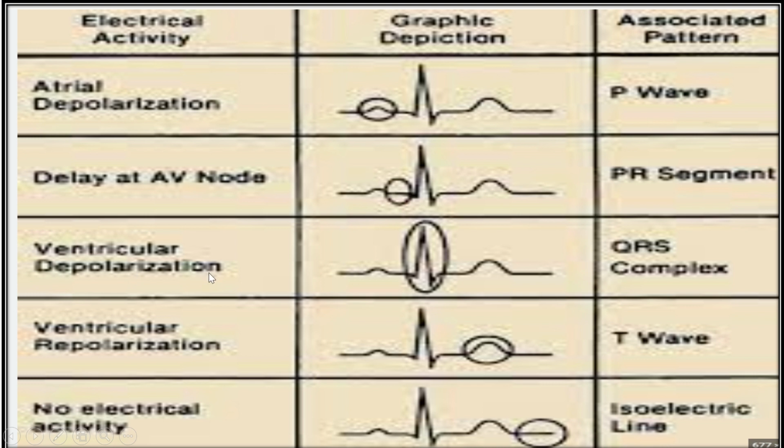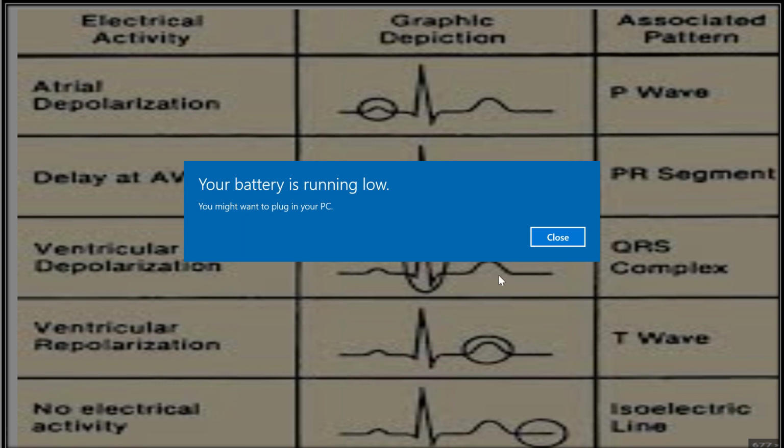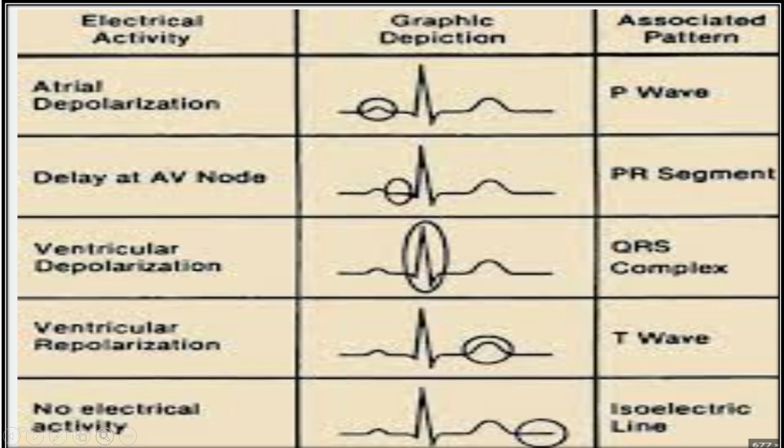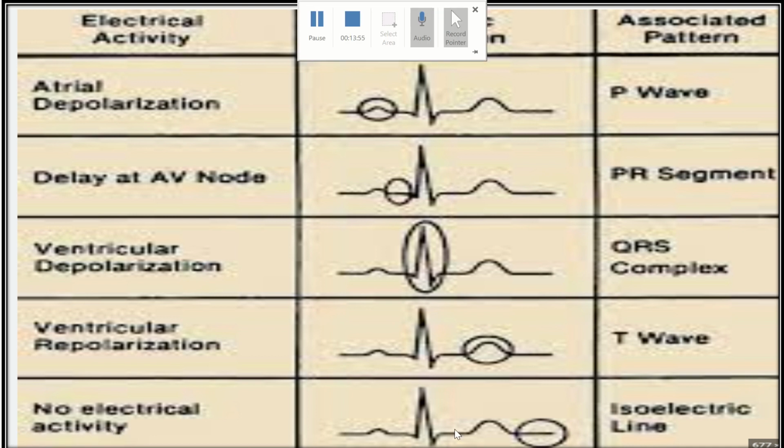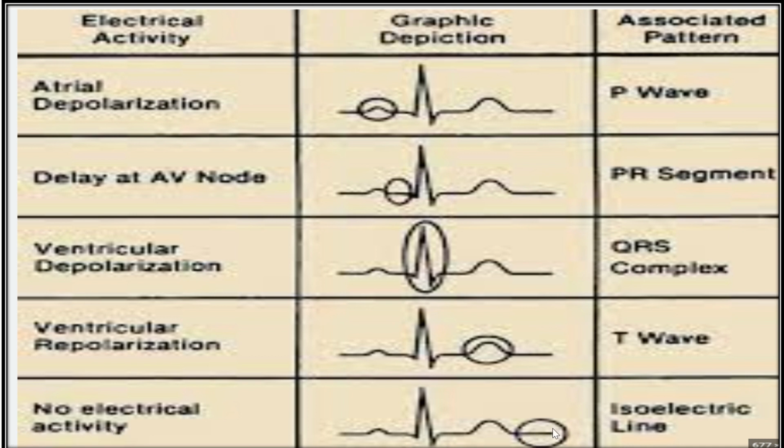Then the ventricular depolarization occurs. It means the QRS complex, the ventricle depolarization, the ventricle will start contraction, and the ventricular repolarization causes the T wave. And there is the isoelectric line. The isoelectric line means no electrical activity. If there is no electrical activity, it causes a flat straight line, that is called an isoelectric line.